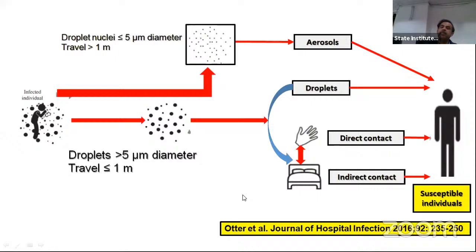But there is another modality of transmission, which has been shrouded in mystery since the beginning of this pandemic. Some people say it's not possible to have aerosol transmission. By aerosol, I mean particle size less than 5 micrometer in diameter. Since the particle size is smaller, these particles can travel a longer distance, not only 1 meter. You cannot restrict them within 1 meter. They can travel inside the room and even go into the corridor. For example, when you are nebulizing a patient, the nebulizer creates aerosol, which can travel a long distance, remain suspended and infect a person.